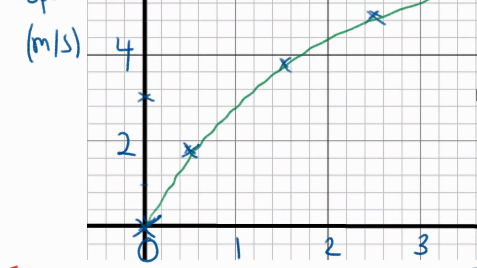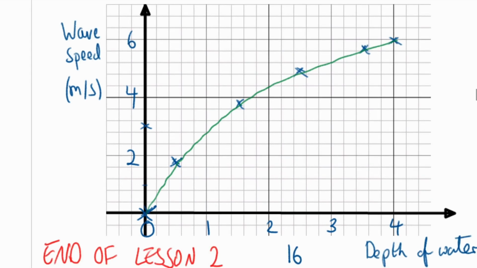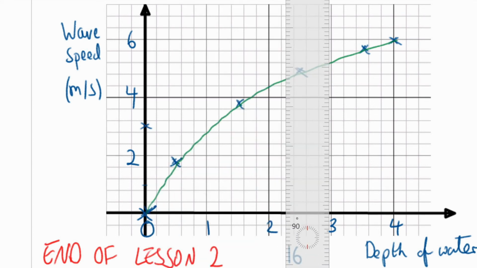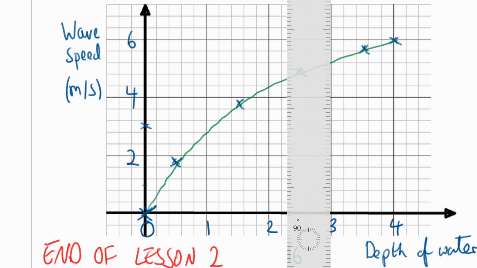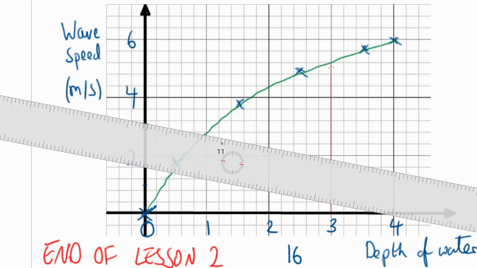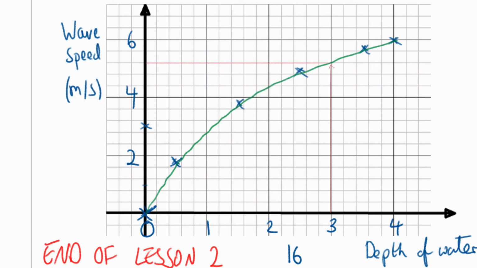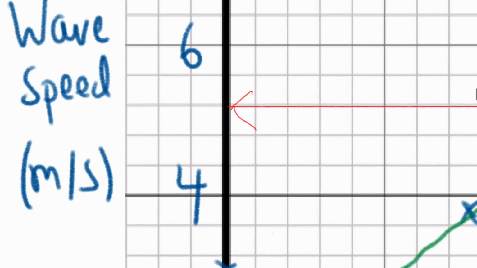Now if we look at this graph, we can use extrapolation lines. So I'll use a different colour, if I just choose red, find the ruler and go up from 3 as the depth of the water. There. And then you can see if I go across from where it hits the curve of best fit, it's here.